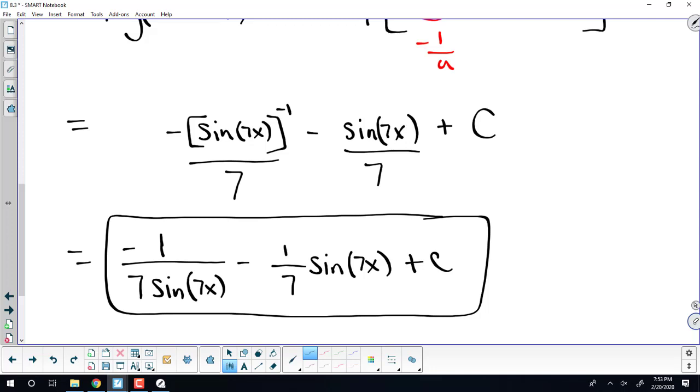So don't let those weird powers throw you off. You're just really looking for an odd sine or an odd cosine. Everything else can be taken care of with the u substitution. Y'all have any questions on that one?